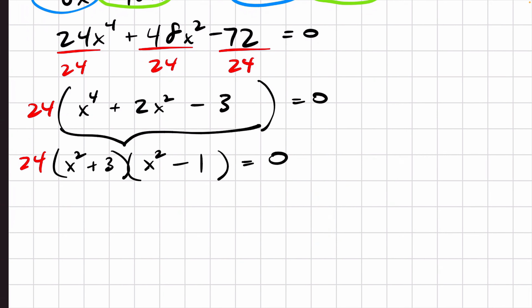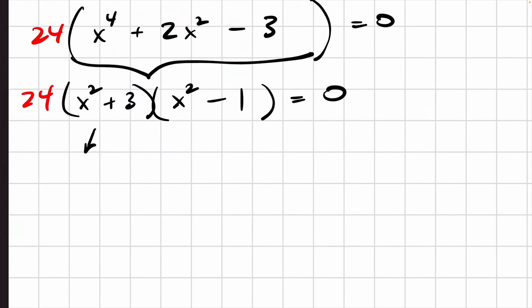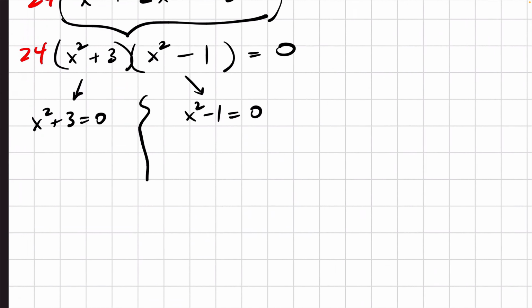24 is not going to have any bearing on anything. It just needs to be in front because it's a GCF. And then this guy here, you can actually solve it right now, or you can see it's a difference of squares. Let's say you forget that's a difference of squares. You can still solve it and you'll get the same answer. So now we're going to set this guy and this guy equal to 0. Zero product property says if I multiply two things and I get 0 as an answer, one of them had to be 0. Which one? I don't know, so I just assume both are 0. That's why I set each of them equal to 0.